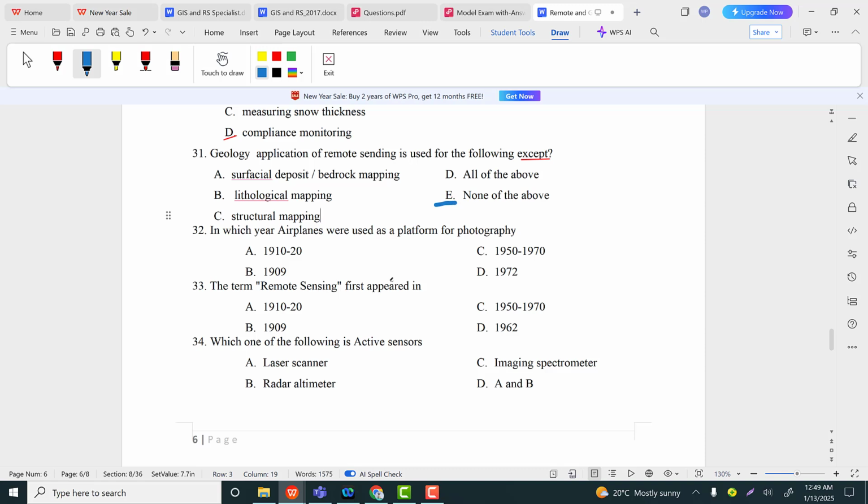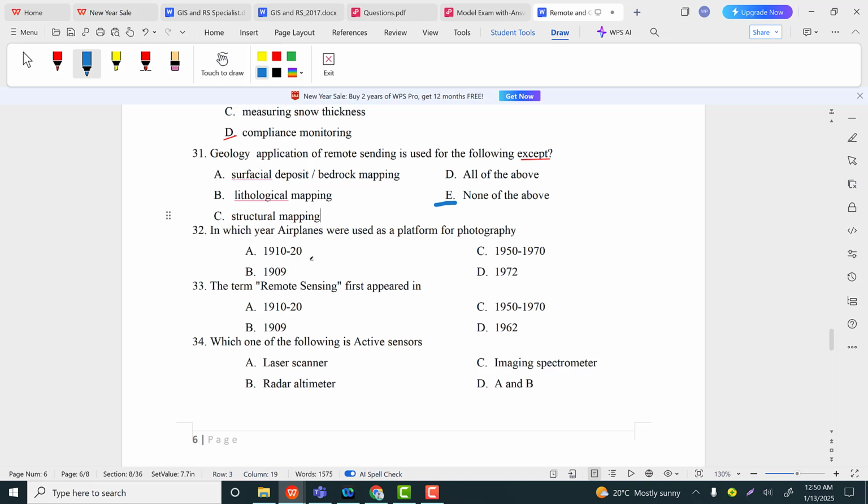Question number 32. In which year were airplanes used as a platform for photography? As you know, a platform is a device that helps to carry different sensors. Sensors are mounted on the platform. So the question is mainly focused on airplanes.